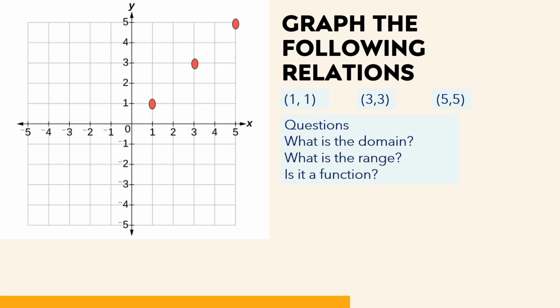Let's dive deeper into relations. We'll be asking 3 main questions about our sets of ordered pairs. What numbers are used as inputs or x-values? This is called the domain. What numbers are used as outputs or y-values? This is called the range. Does each input have precisely one output? If so, it's a function. Let's explore these questions together.